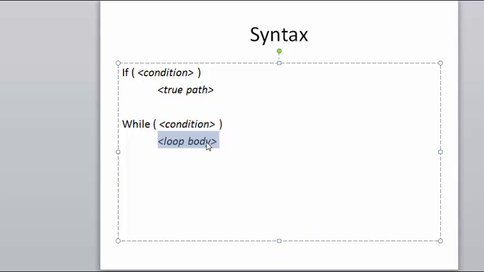After we execute this loop body one time, we will go back up and reevaluate our condition. If it's true, we will execute the loop body one time and go back up and reevaluate the condition. And if it's true again, we will execute the loop body one time and go back up and reevaluate the condition. If the condition is ever false, we skip the loop body and keep going to the next statement.